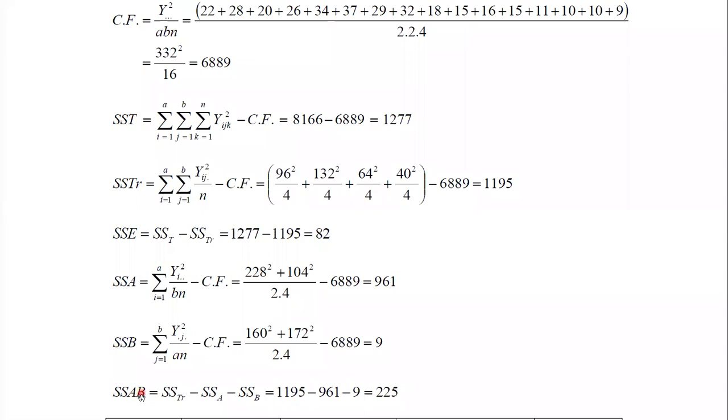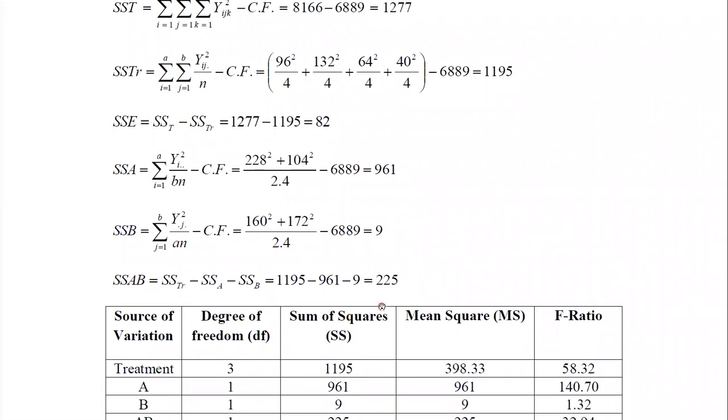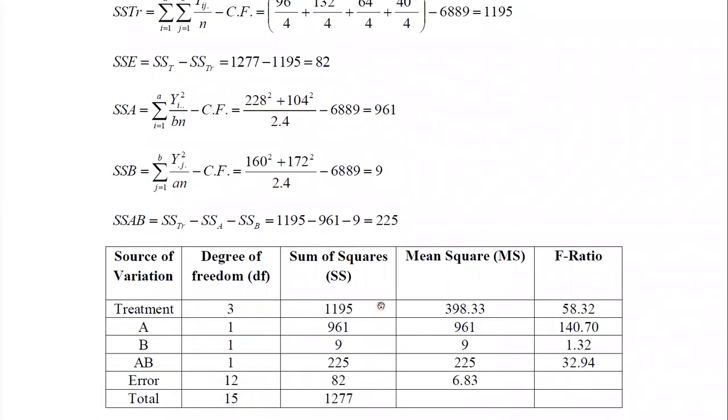To obtain the interaction sum of squares, we can use this equation. We can simply subtract the sums of squares of the main effects from the treatment sum of squares. Once you subtract 961 for factor A and 9 for factor B from the treatment sum of squares, which was 1195, this leads to the answer as 225. Okay, this is the ANOVA table. Now we can see.